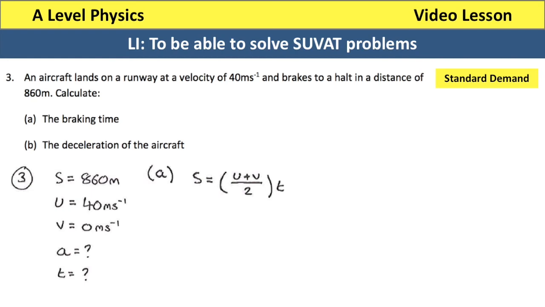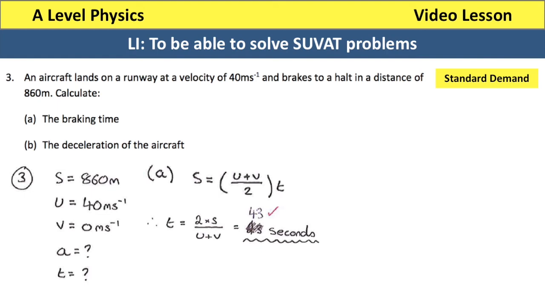Now this is quite an interesting equation to rearrange for T. I have U plus V all being divided by 2, so it would make sense to multiply by 2. So we will have 2 times S on the left hand side. I can then divide by what's left in the brackets, which is U plus V. So we'll end up with time being equal to 2 times S divided by (U plus V). We substitute the values in. I will do 2 multiplied by 860 and then divide that by 40 to give me an answer of 43 seconds.